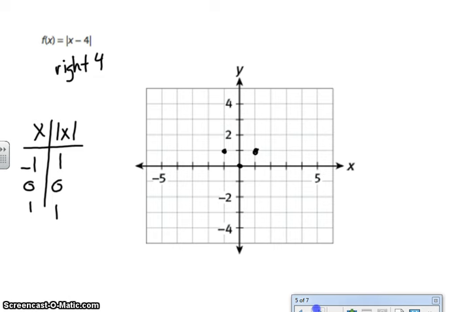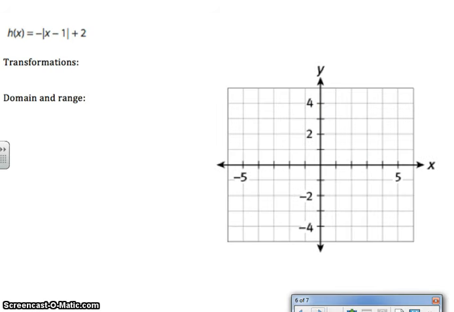I know my whole graph is moving right 4. So for f of x, I'm going to take all 3 of those points and move them right 4. So that would put us over here. So notice the shape doesn't really change. Just my function is moving right 4 units. All right, so the blue graph is f of x. So it's our parent function moved right 4 units.